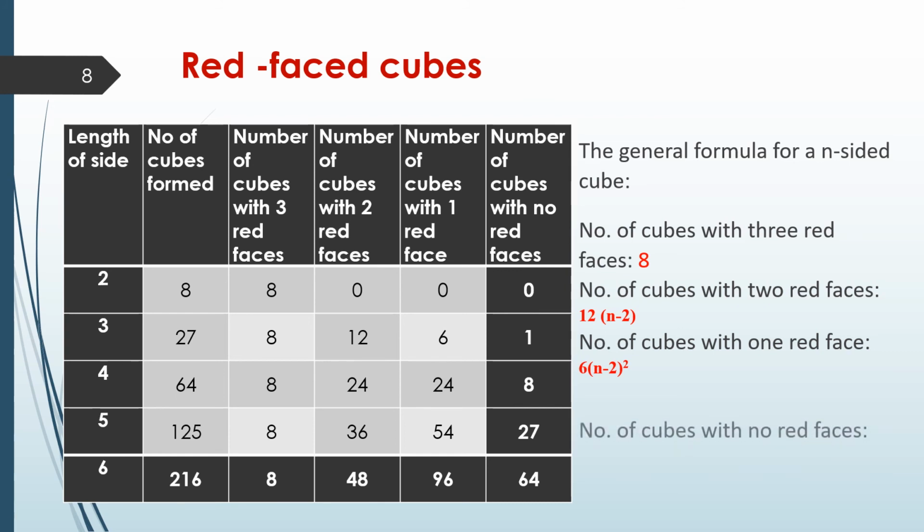On the other hand, the number of cubes with no red faces: 0, 1, 8, 27, 64. 1, 8, 27, 64 are all cube numbers: 1 cube, 2 cube, 3 cube, 4 cube. So the pattern will be n minus 2, the whole cube. Using the pattern they can find the general formula.